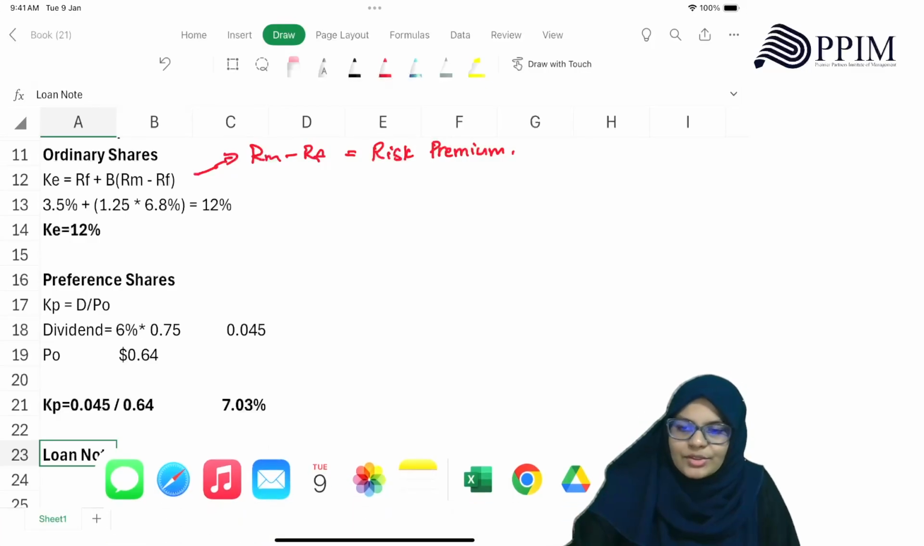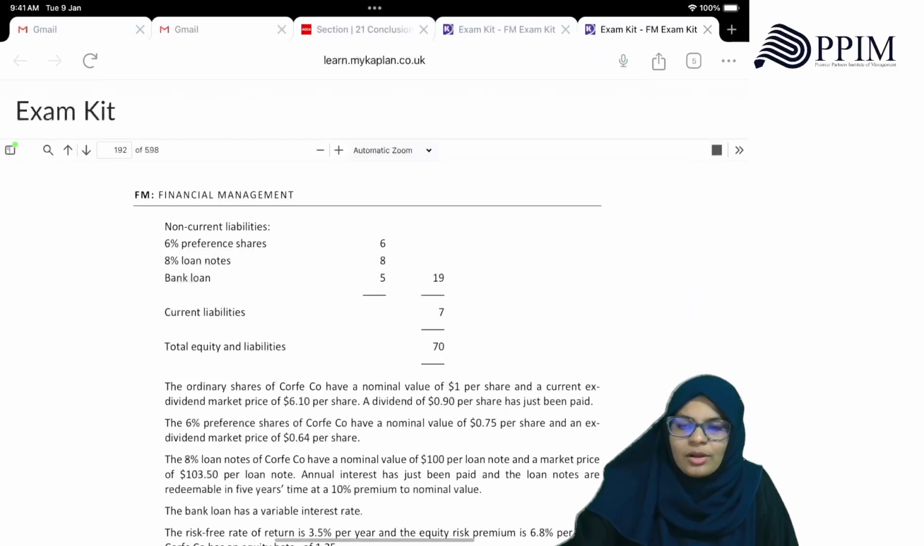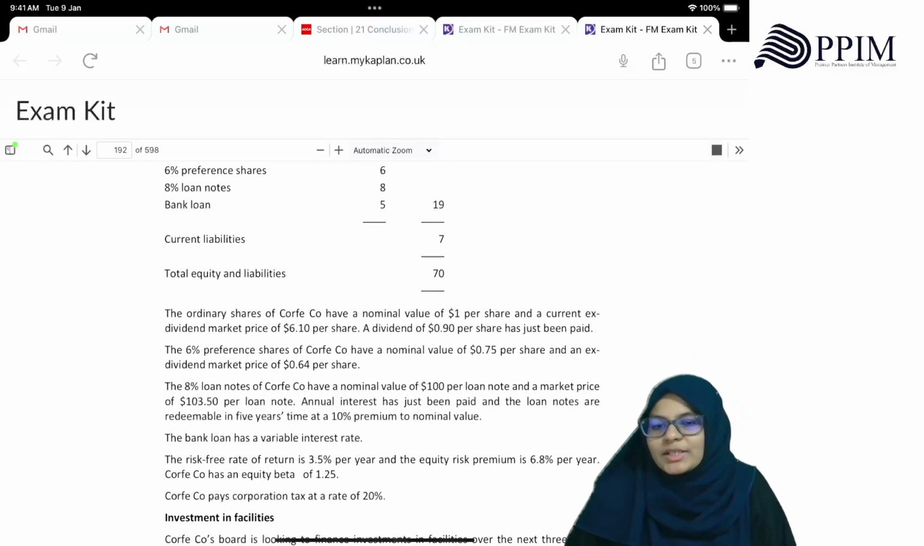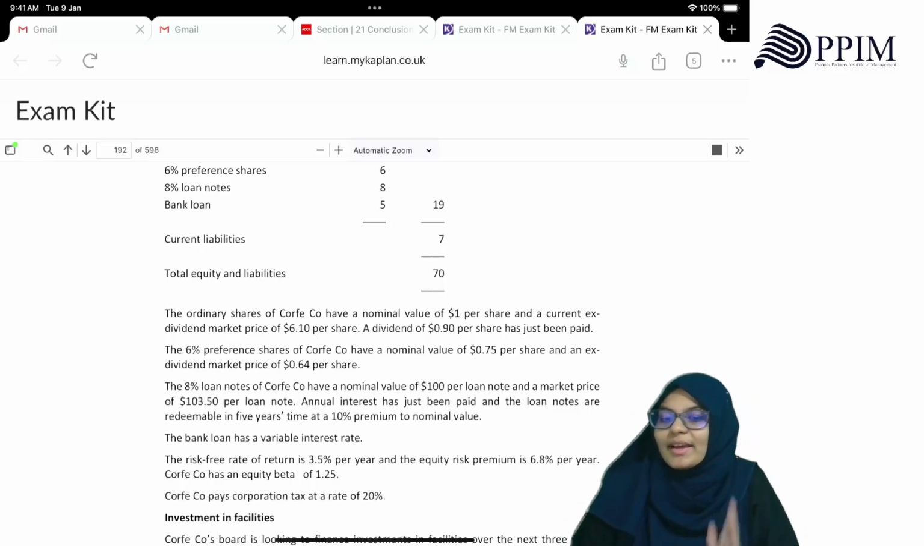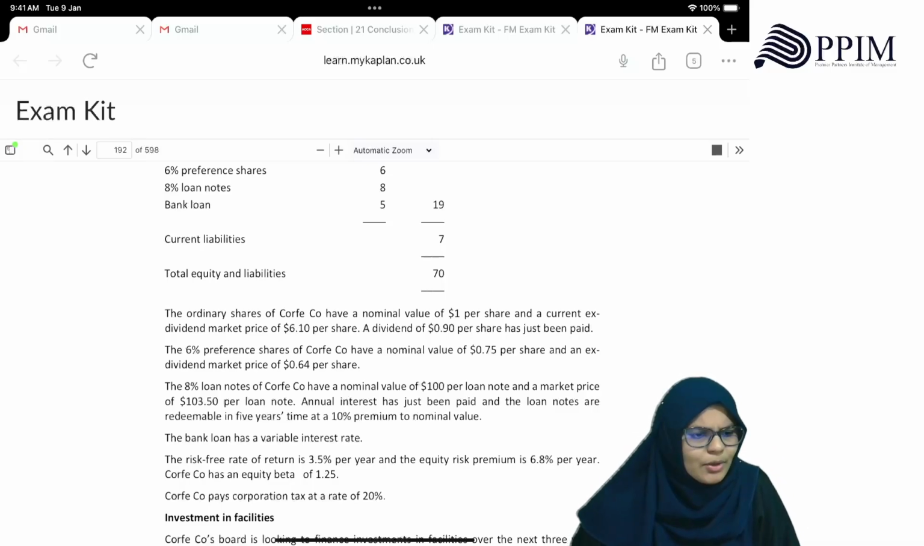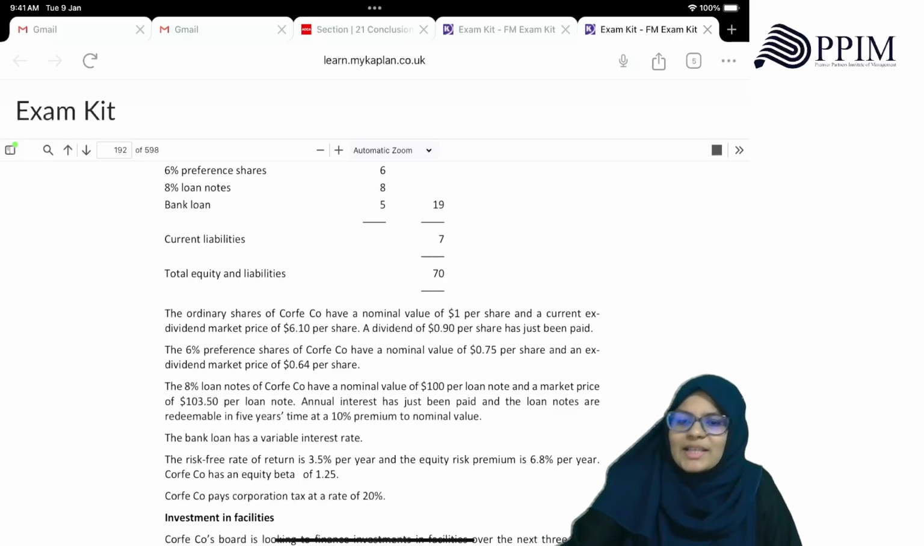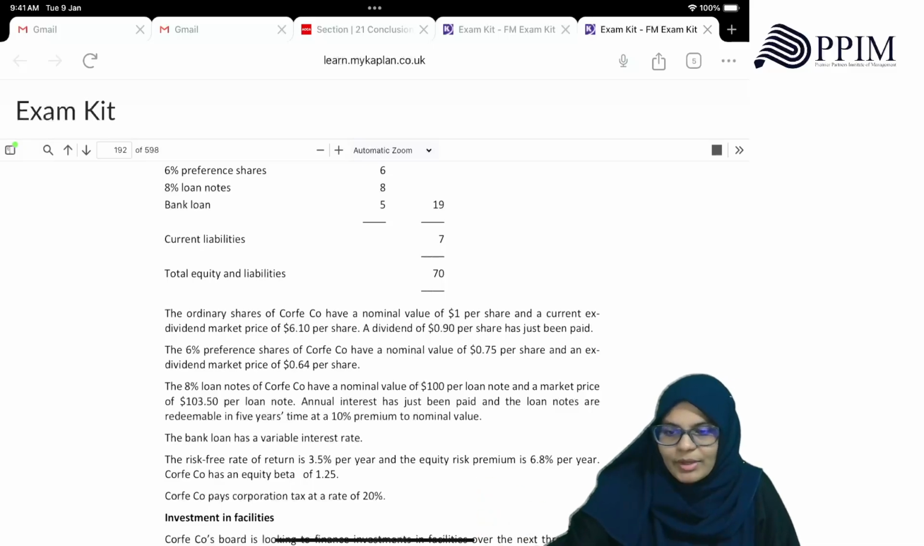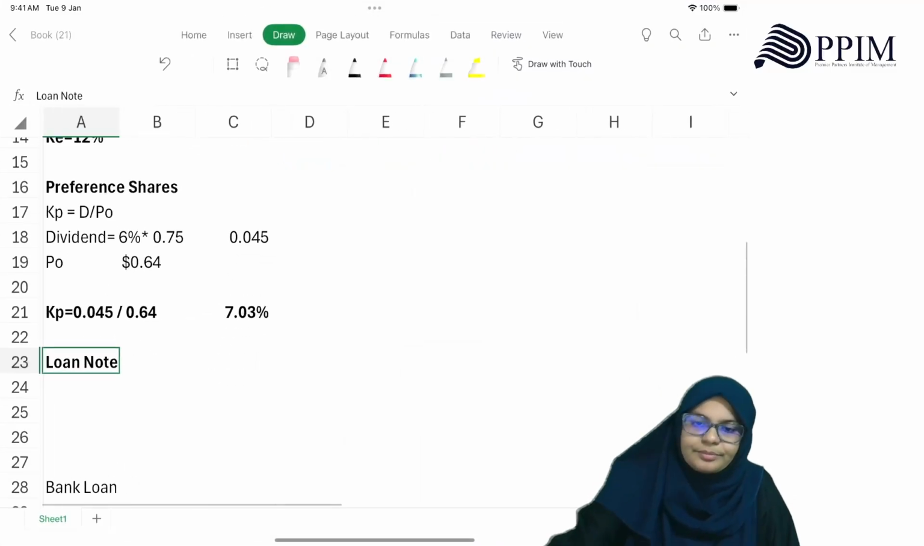Okay. Right. So now we need to do an IRR style calculation for the loan note. So they're telling me 8% loan notes, they have a nominal value of 100, market price is that. Okay, so if you are doing an IRR calculation, you need the market value, you need the interest post tax, and you need the redemption value. Okay, so market value clearly it's 103.5, so I can use that. Interest, I know it's an 8% loan note, right? So it's 8% of 100, but I have to account for it after tax. So we need to make that adjustment, which we will do. And finally, redemption is at a 10% premium. So we will redeem at 110, not 100, 110. Okay.